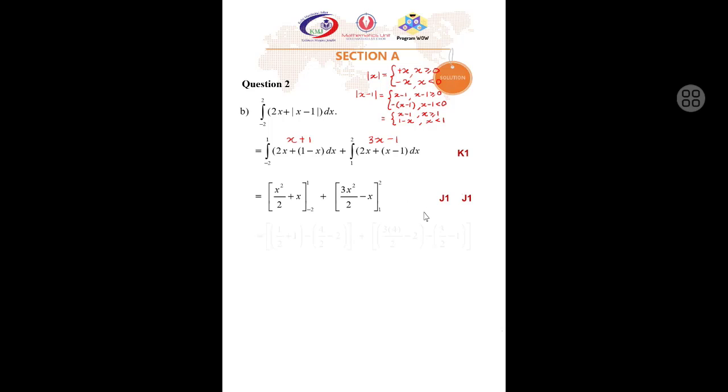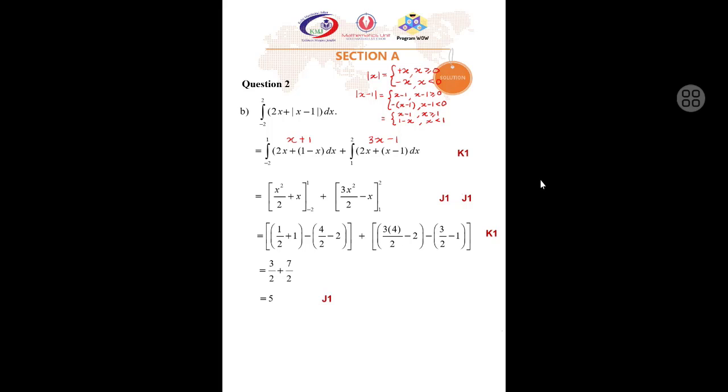J1, J1. And then you substitute your upper limit and lower limit. And then this is K1. You solve, you get your final answer 5, which is your final mark J1. Okay, so we have a total of 5 marks here. So that is for question 2B.